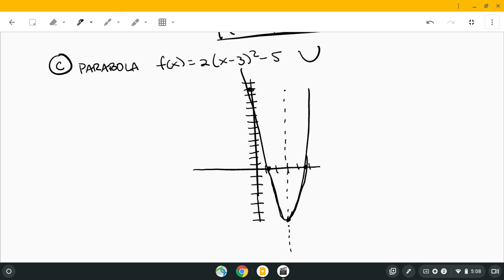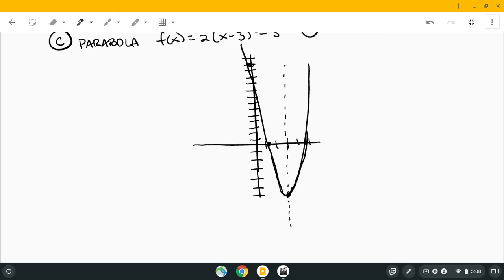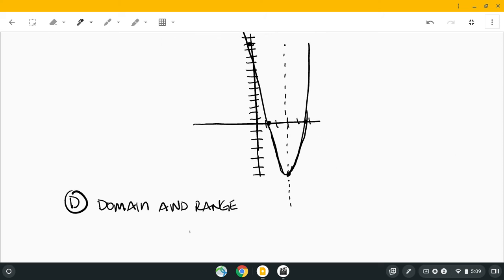Okay, so let's see. Domain. Okay, so by looking at this graph, we can find our domain and range. Okay, so domain. Those are all the x values that are being used, and that would be everything. Okay, so the domain is all real numbers. If you're using set notation, that would be negative infinity to positive infinity.